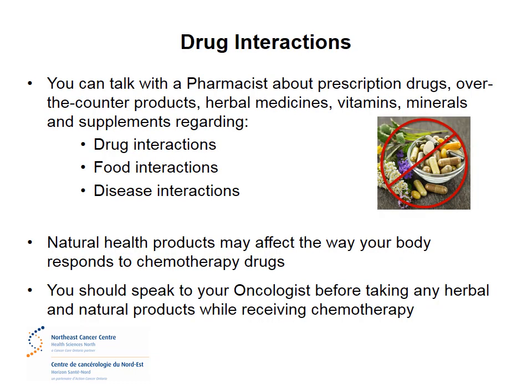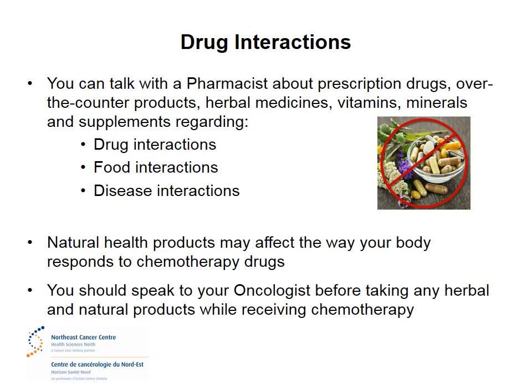Drug interactions in oncology are of particular importance. Interactions with other medications can cause small changes in the action of the drugs on the body that could significantly alter its ability to work as intended. Your written drug information sheets will list some of the more common drug interactions that can happen with your cancer medicines. You can also talk with a pharmacist about prescription drugs, over-the-counter products, herbal medicines, vitamins, minerals, and supplements regarding drug interactions, food interactions, disease interactions.